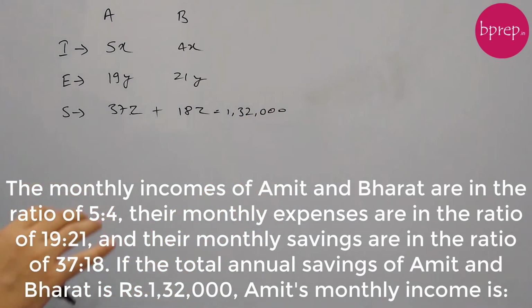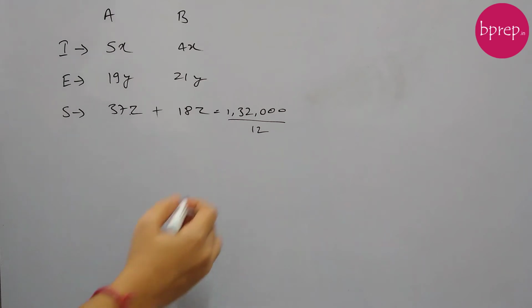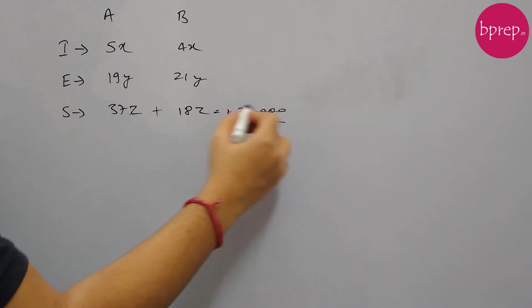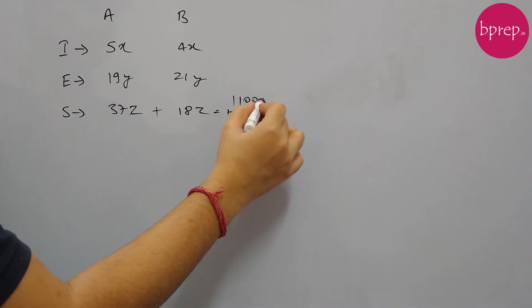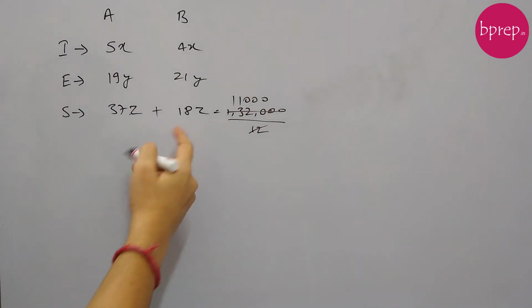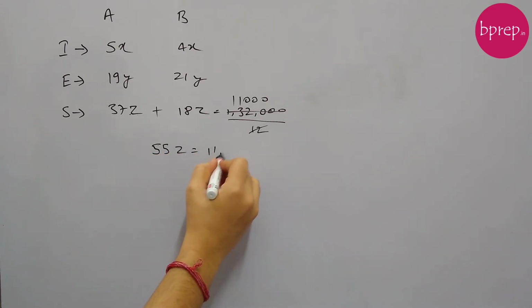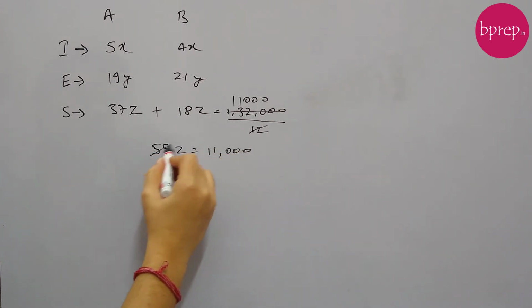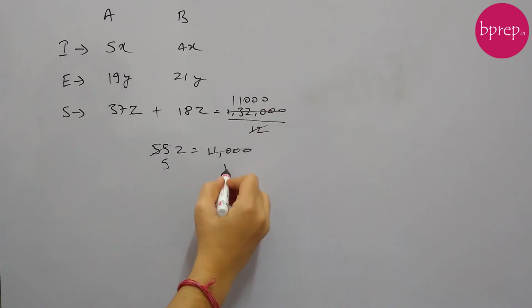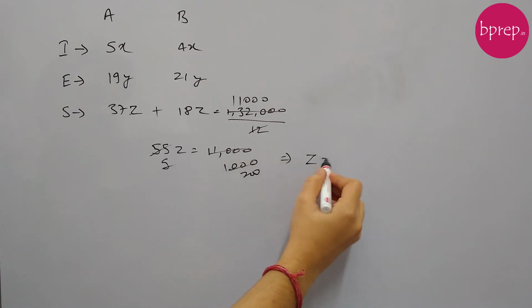Now because we need to calculate the monthly income, we'll divide this by 12, so later on there won't be any confusion. So this is 11,000. So 37z plus 18z, we have 55z equals 11,000. So from here we see the value of z is 200.